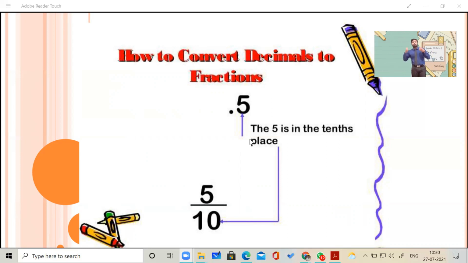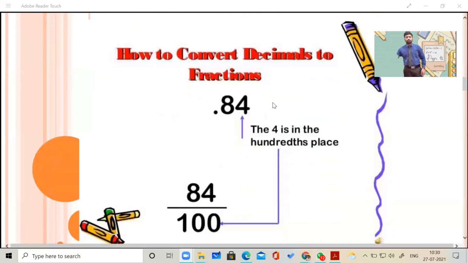Or the question which was given in our slide is how to convert a decimal to a fraction. What is the decimal here? 0.5. After the decimal point, how many digits are there? Only one digit. And what is that digit? It is 5. So I can write it as 5 by 10.